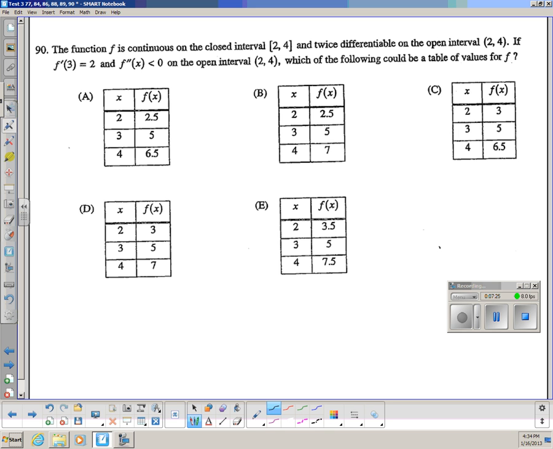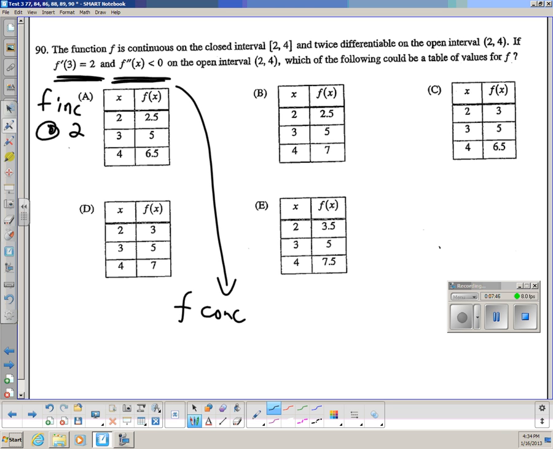f prime of 3 equals 2, okay, means that f is increasing at 3. So now if we take a look, all the functions are increasing from 2 onwards. So that's not a very good way to get rid of a choice. But then it says f double prime is less than 0. So f double prime less than 0 means that f is concave down. And if you think about what that means, the rate of increase is decreasing. So what's happening is as I go on in time, I'm increasing a lot at the beginning and a little at the end.